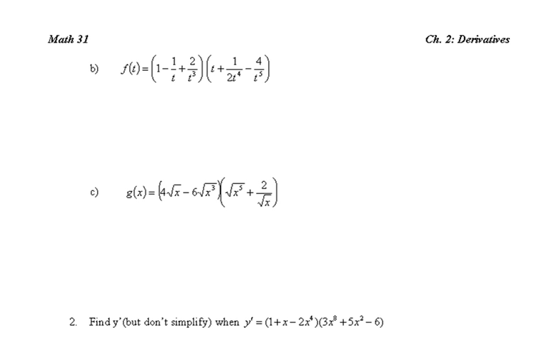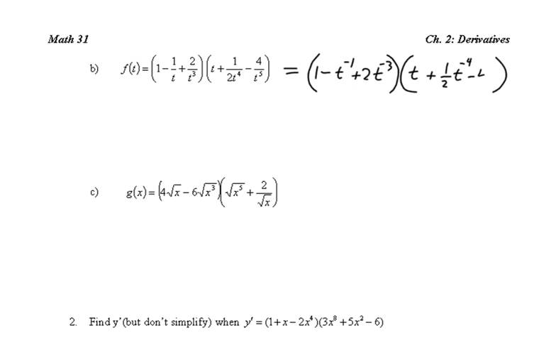Okay? So how about I'll do B, and then I'll assign C in class, and I'll walk around and see how you're doing with it. All right, so let's try this one. The first thing I'm going to do is rewrite. So I'm going to rewrite as 1 minus t to the negative 1 plus 2 times t to the negative 3, plus 1/2 t to the negative 4 minus 4 t to the negative 5.